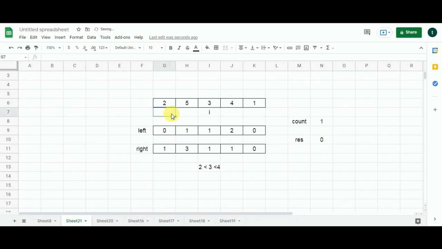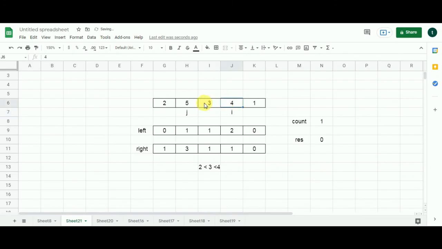Now j moves one cell to the right. Is 3 greater than 5? No. Then nothing happens. I moves one cell to the right and j goes back to its base position. Now is 4 greater than 2? Yes, it is. So again we'll be adding this value to our res variable. It is not going to affect the value of the res variable because still we are adding 0 to the value of res variable.